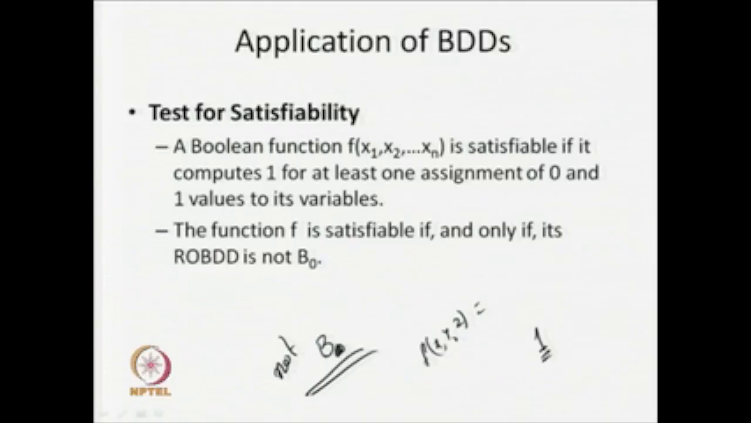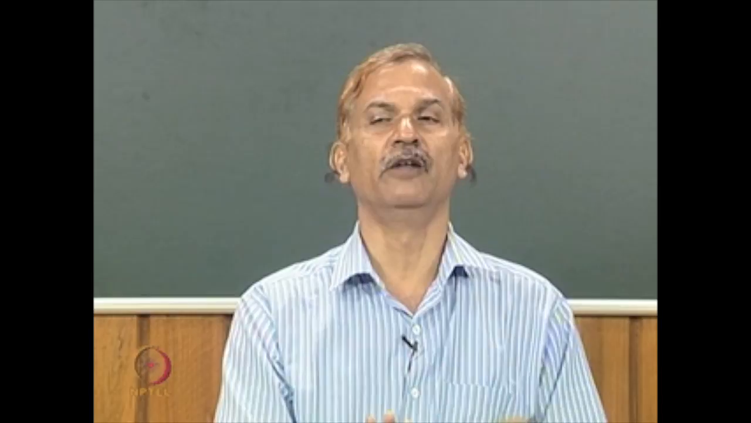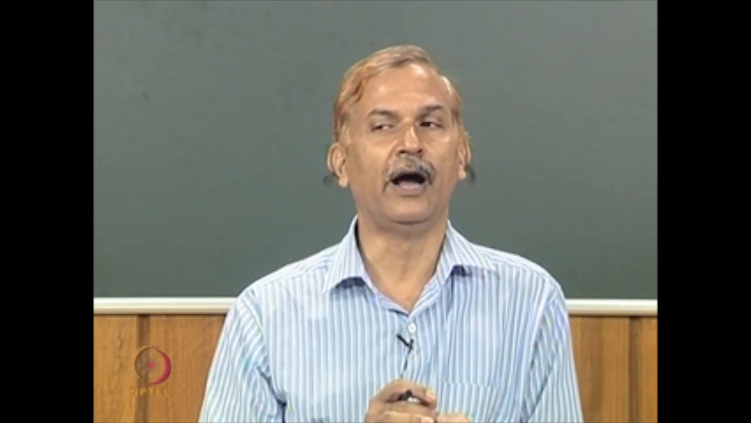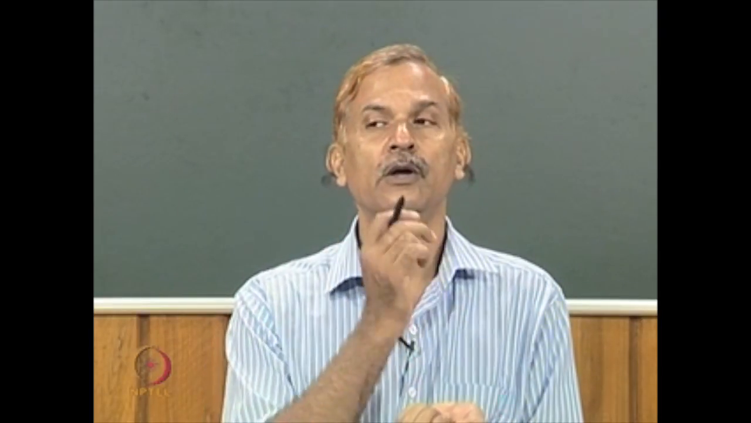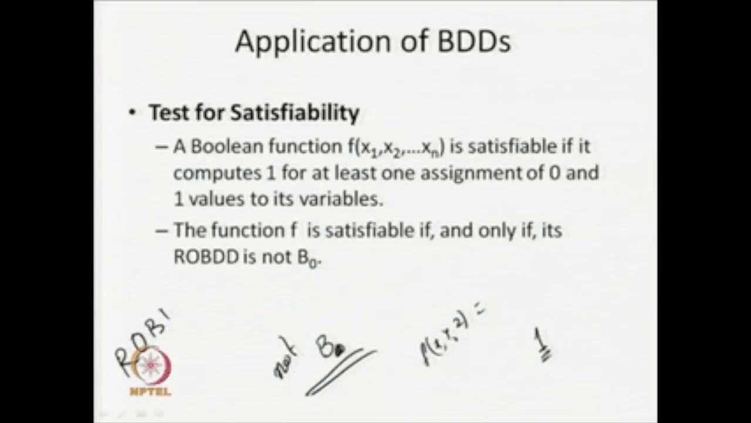That means if it is B0 for all valuations, then for all valuations we are going to get 0. So, if the resultant BDD is not equal to B0, I can say that it is satisfiable, because for some valuation it is going to get the terminal node 1. So, by looking into the resultant ROBDD, because ROBDD is a unique, canonical representation of the function, if the ROBDD is not equal to B0, then you can say that the function is satisfiable.